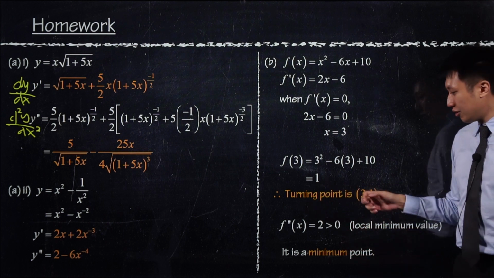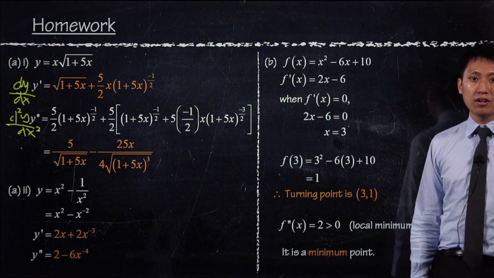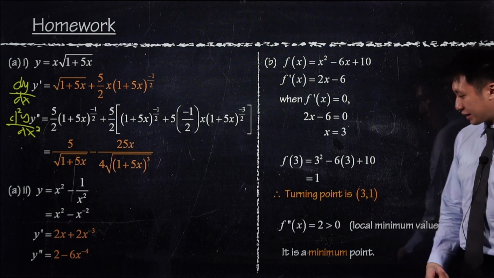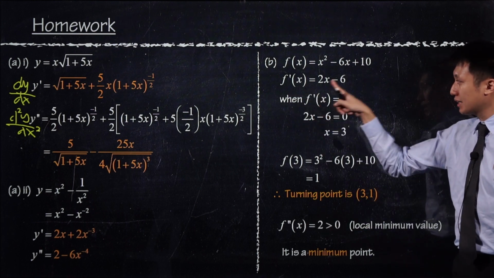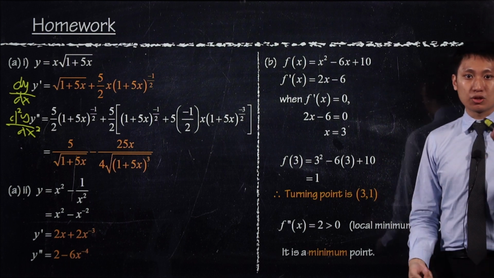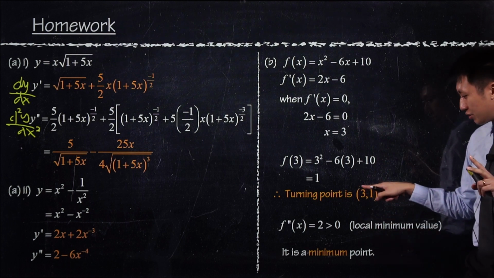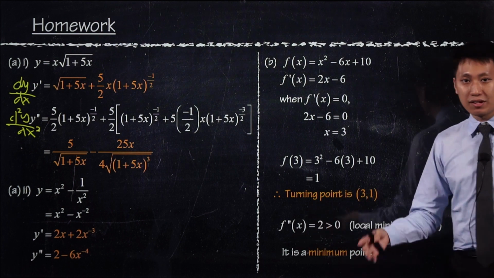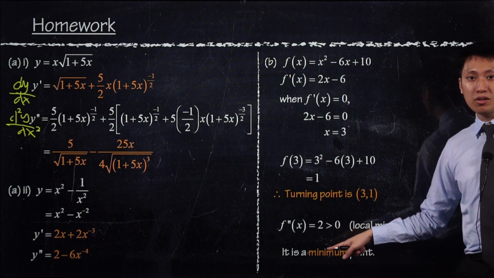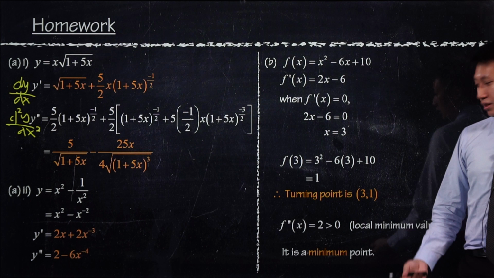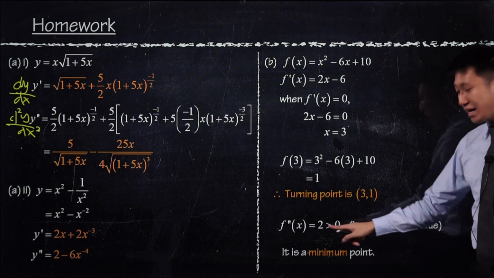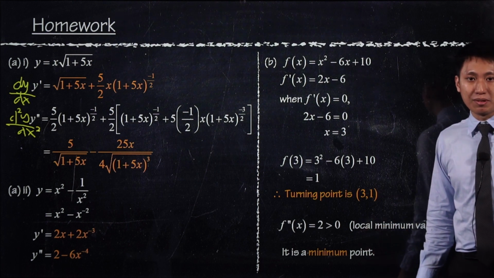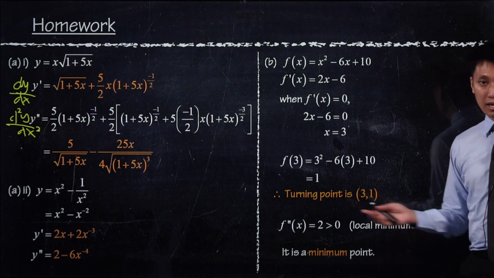Now you want to know whether this turning point is a maximum point or minimum point. So for (3, 1), you substitute the 3 into f double prime x. f prime x is 2x minus 6. So f double prime x is 2. You substitute 3 into f double prime x, it's still giving you 2. You substitute 5, it's still giving you 2. So I don't have to substitute anymore, because it's always bigger than 0. So that thing is minimum. Bigger than 0 is minimum. Alright, local minimum. But your context in SPM is only minimum. You just say minimum. It's a minimum point, it's sufficient.